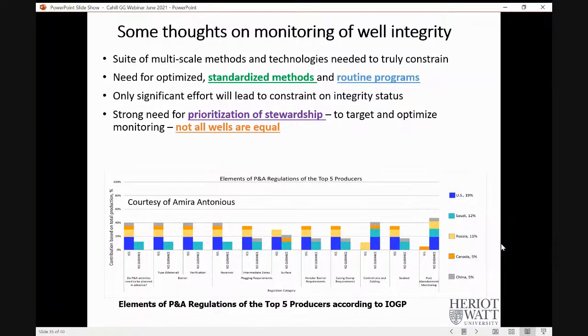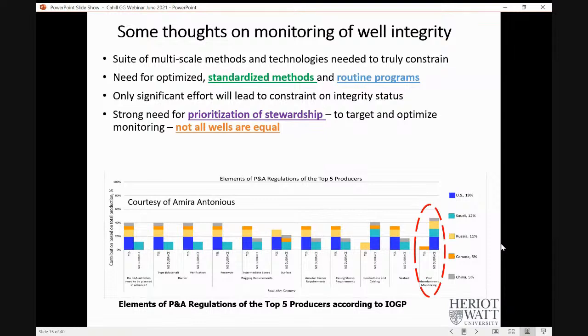And really, it's going to take quite some effort to constrain the integrity status. And at the minute, we're not putting that effort in. And in the future, as we move into net zero, I would argue perhaps we need to do that. So there's this strong need to prioritize stewardship. And certainly not all wells are equal, and some might have a higher chance of failure than others. So we need to think about that.